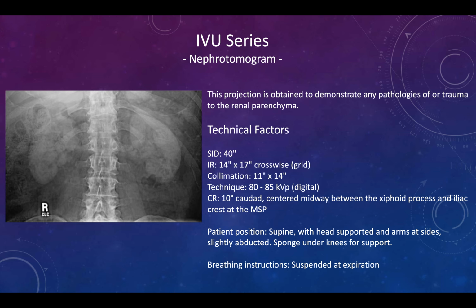80 to 85 kVp. And we're going to use a 10-degree caudad angle, and we're going to center that right between the xiphoid process and the iliac crest at the mid-sagittal plane. Same position as before, supine, head supported, arms at sides, sponge under the knees for support, and suspended expiration.